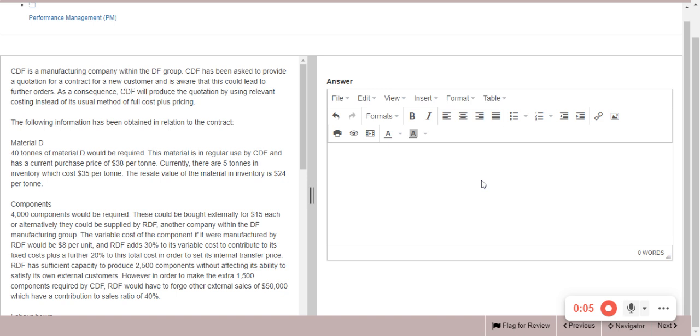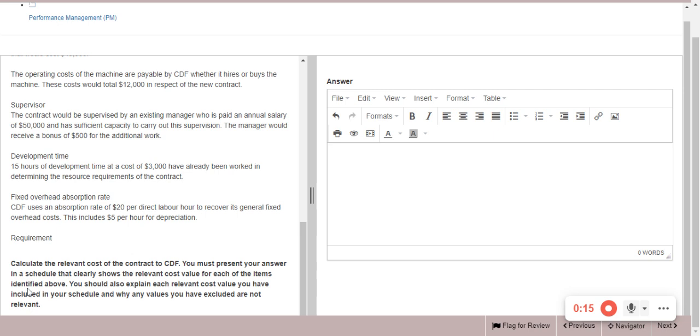So this is the last answer to the last CRQ question of our first mock. As we can see, this basically relates to relevant costing. So the requirement is to calculate the relevant cost of the contract to CDF. You must present your answer in a schedule that clearly shows the relevant cost value for each of the items.